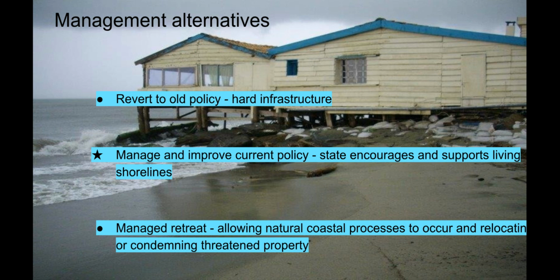Second alternative, what we're doing now, managing and improving the current policy, making sure that the state's encouraging and supporting living shorelines. That's the way we're going with this one right now. And then the only other way I see is a managed retreat, that is allowing the natural coastline processes to occur and relocating or condemning threatened property. So that is literally retreating away from the shore in the face of erosion, which is sort of looking at the costs, the benefits, and the long-term viability. If we're going to have a lot of sea level rise, is it even worth trying to protect property for another 50 years if it's going to be underwater then?